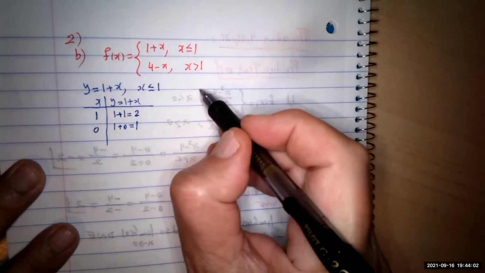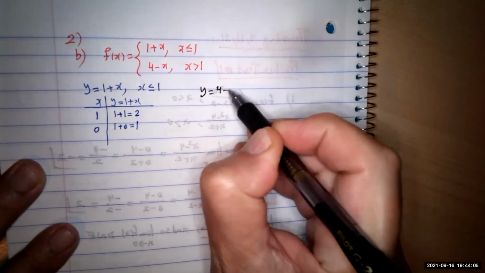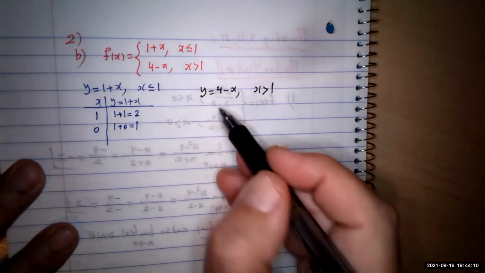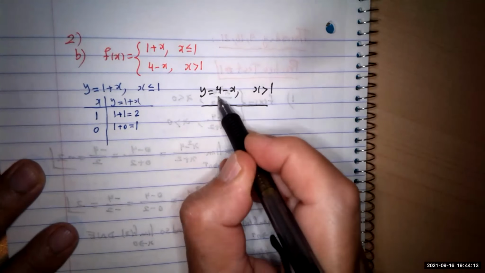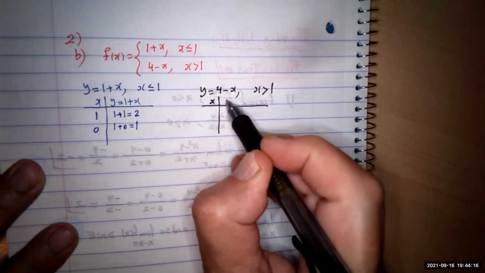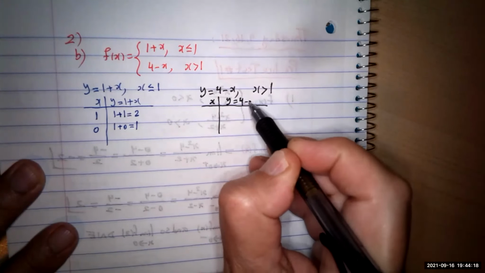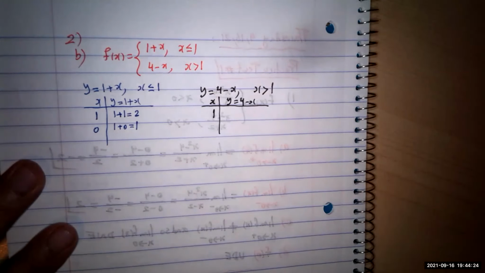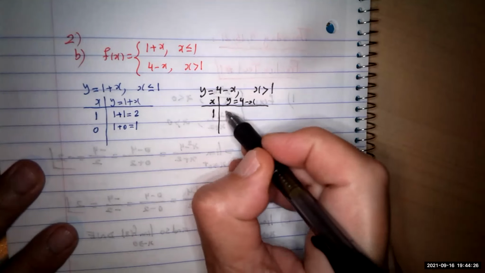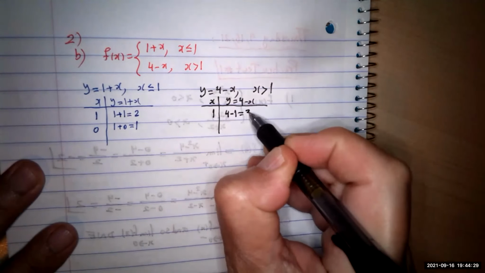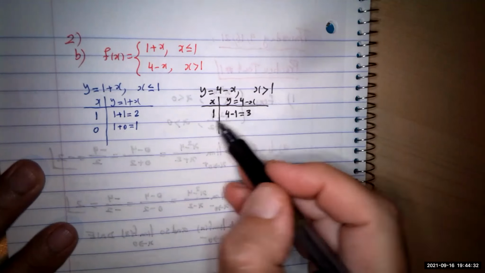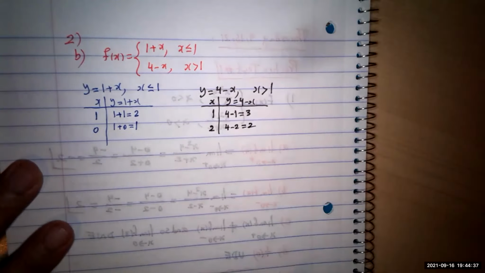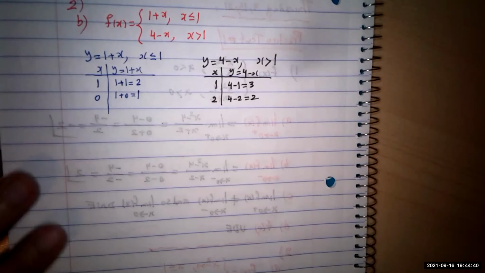The second part, y equal to 4 minus x, with the restriction x greater than 1. So your t-table for this one is going to be x and y equal to 4 minus x. Again, you must start with 1 because you have to pick values around 1. That gives 4 minus 1, which is equal to 3. Then something bigger, like 2, so that gives 4 minus 2, which is equal to 2. You see, make these tables first, and then go and sketch the graph.